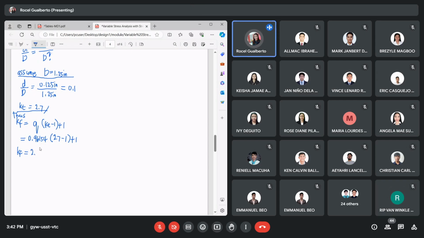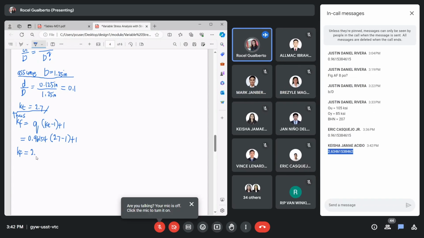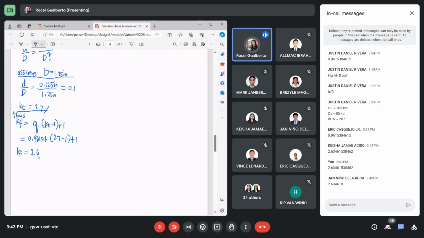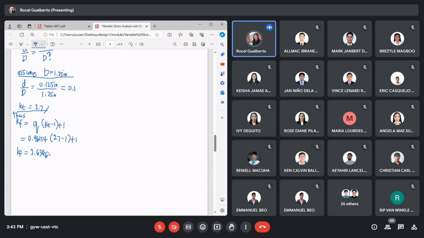Mga anak, paki-type ninyo sa chat box para kokopyahin ko na lang. 2.6346, okay? Yan po ang value natin. Kopyahin ninyo na lang po yung mga kasunod pa. So, that would be the value po: 5385. Yan, this is the value of your KF.